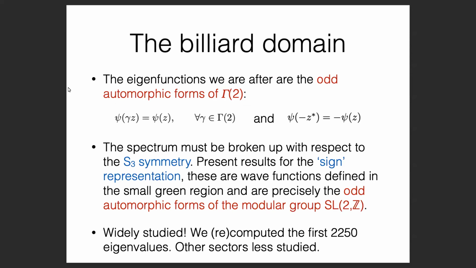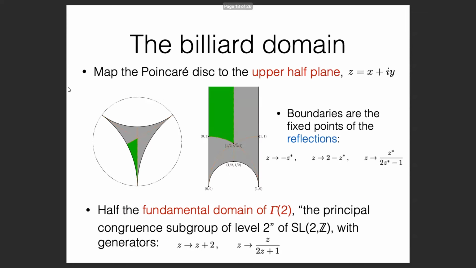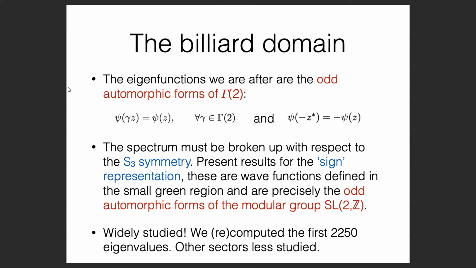That further breaks into different symmetry groups. This triangle has some rotation S3 symmetry, so you have to further break it up into these sectors. I'm going to show you results for one of the sectors, which actually corresponds to the fundamental domain of SL2Z. So what I'm going to talk about today now are odd eigenforms, odd automorphic forms of SL2Z. These are not holomorphic, by the way, they're orthomorphic.